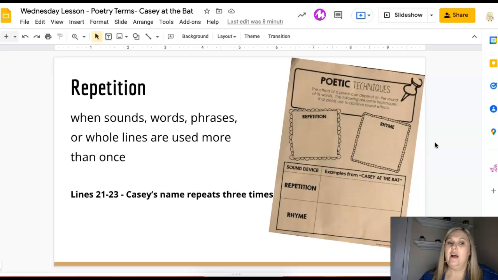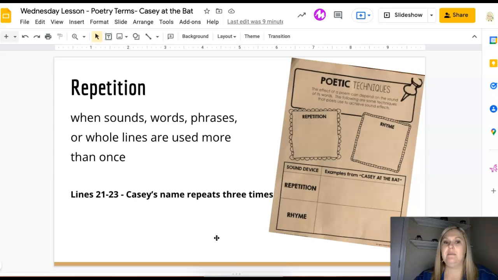So there are several different examples of repetition. You're going to look back at your poem, Casey at the Bat. You should have a copy of that poem in your interactive notebook, okay? Look back at the poem, and if you don't have a copy, you can look on the cart to see if there are extras or share a neighbor's. But you need to find some different examples in the poem of words being repeated. Here is one example right here. Lines 21, 22, and 23 have Casey's name repeated 3 times. Okay, so that's an example of repetition in poems.